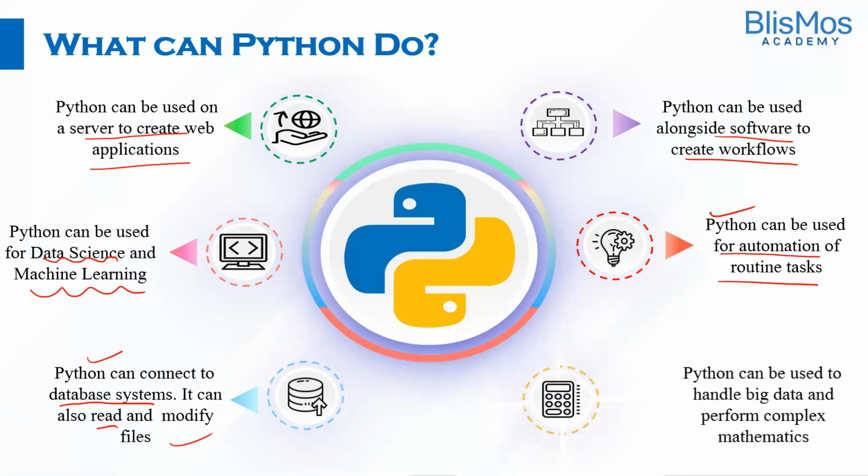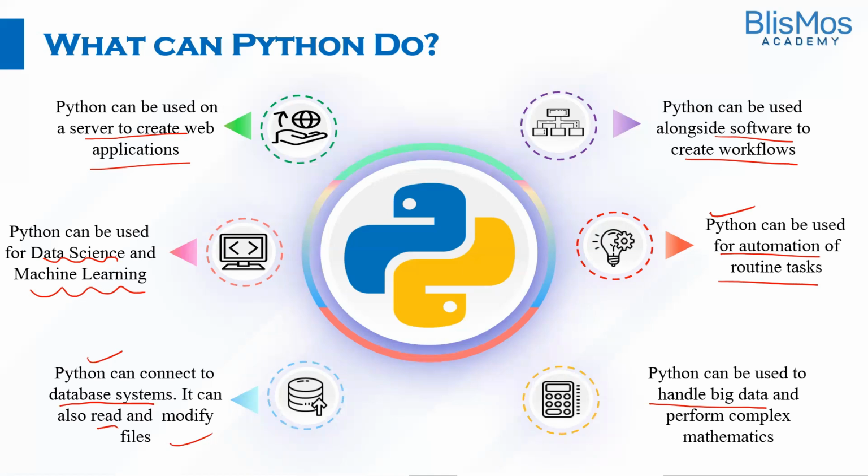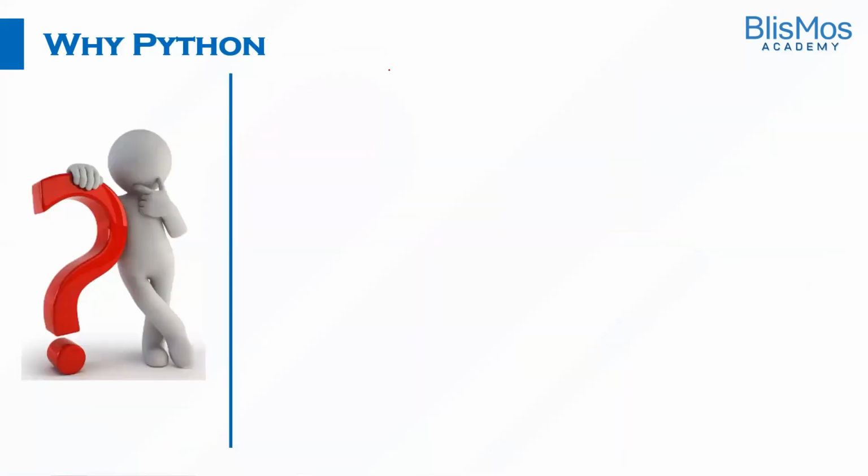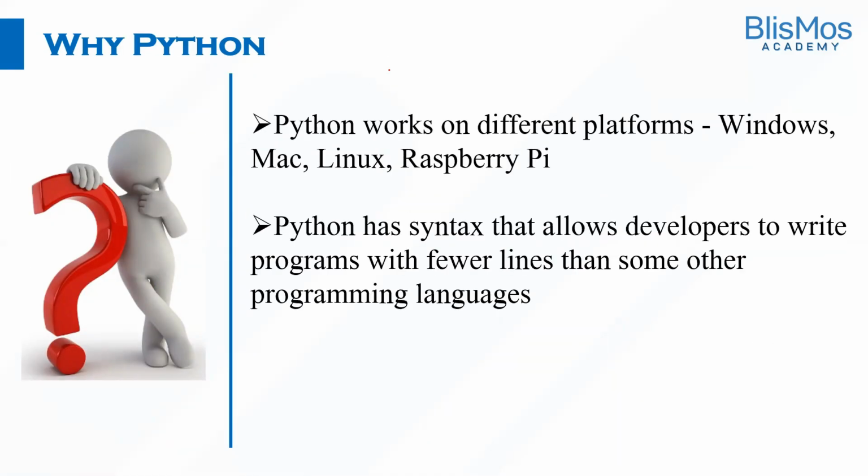Finally, since we are in a big data course, Python can also handle big data and perform complex mathematical computations. Wonderful. Python can be used to create web applications, to create workflows, and to automate routine tasks. Python is ubiquitous. When I say ubiquitous, it is there everywhere. So why do we need Python? Why do we need to prefer Python over any other programming language?